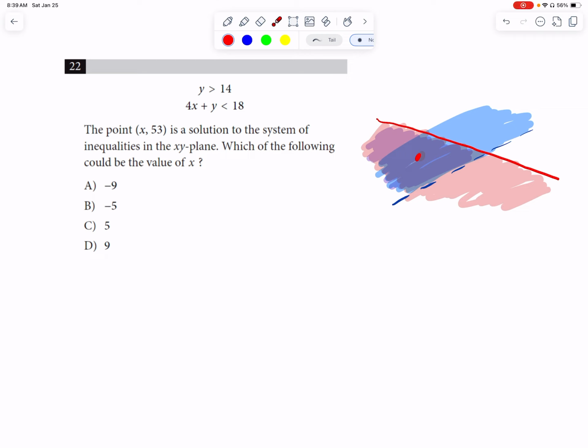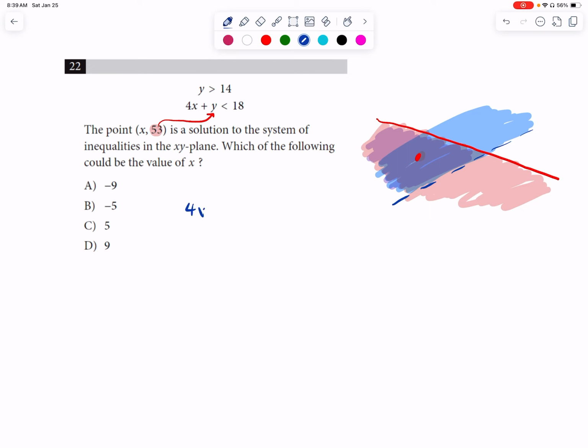Okay, anyway, so they give us the y-coordinate, essentially, for one of the points, and we can see clearly it satisfies the top inequality, that 53 is definitely bigger than 14. We just need to figure out what the x value is so that it can also satisfy this bottom one down here. Well, it seems pretty plain that I could just go ahead and stick with the 53 in there for y, and then I can solve that inequality and see what x has to be.